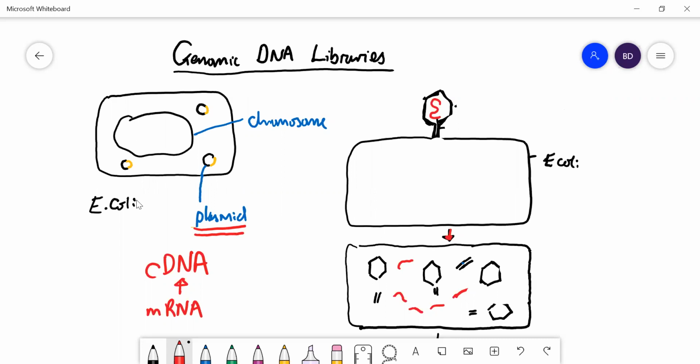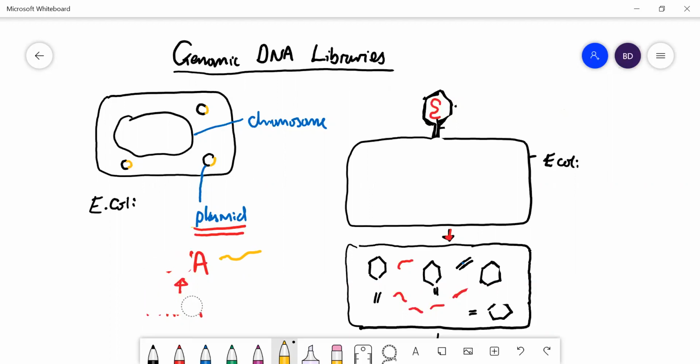So the bit of foreign DNA, which has come from a human, made from the mRNA in a human cell or whatever cell, is copied and put into this plasmid. Then when the E. coli divides, the plasmid also divides and makes multiple copies of this foreign bit of DNA, which you can then examine.